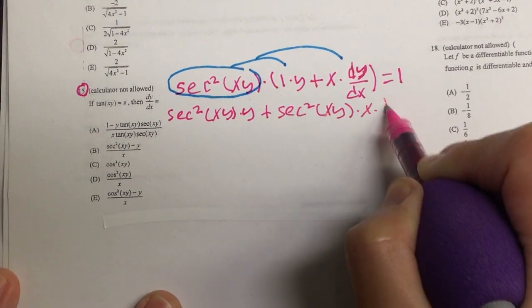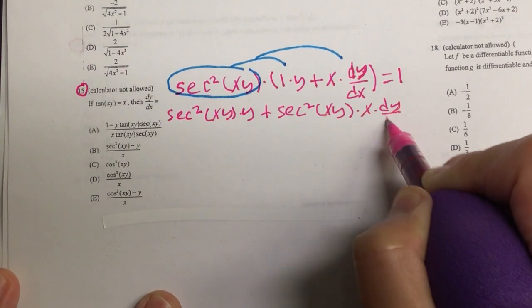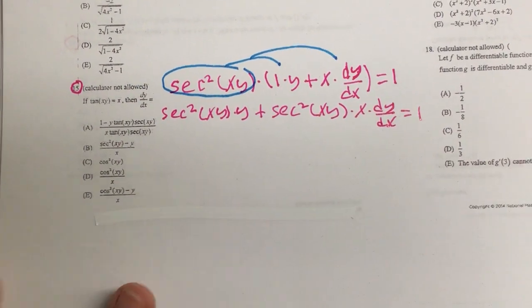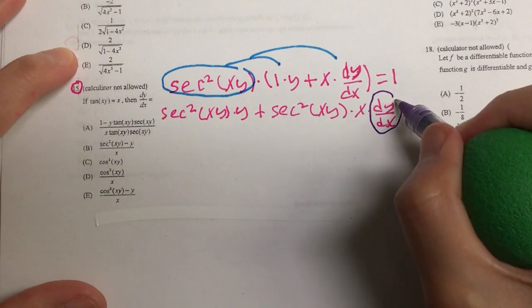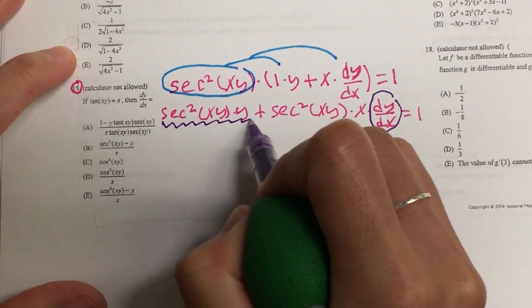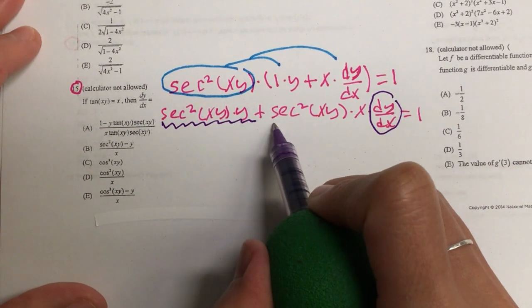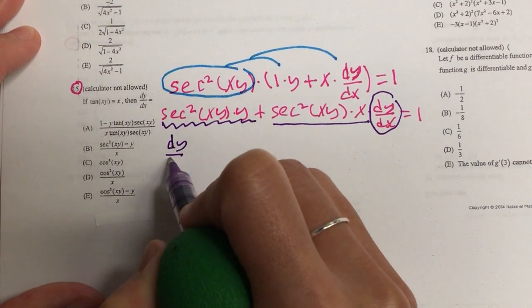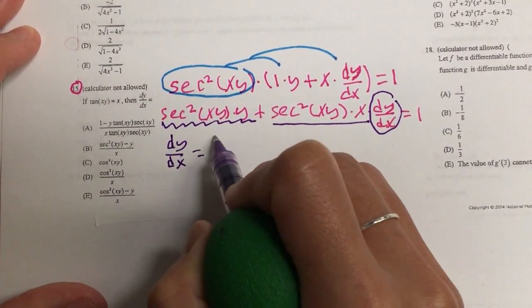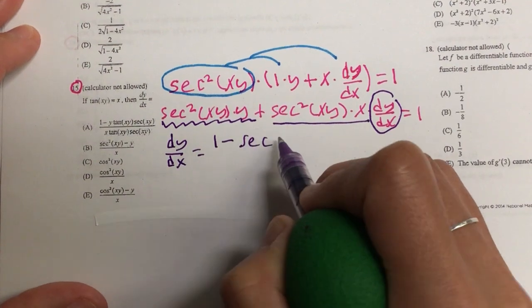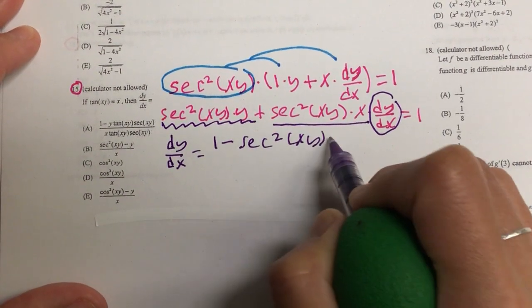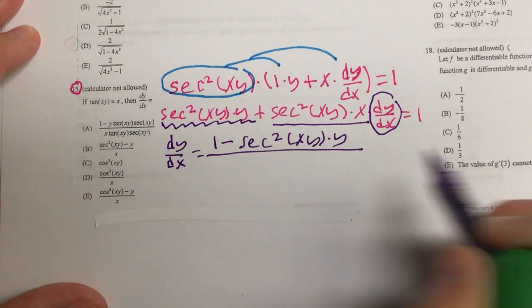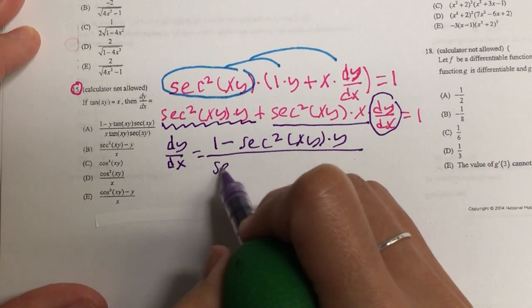Secant squared of xy times y plus secant squared of xy times x dy over dx is equal to 1. And then I'm going to make dy over dx by itself, meaning we are going to move all of this to the right side by subtracting and divide it by the coefficient. So let's do that in one go. dy over dx. Now I'm taking 1 minus all of that first piece and dividing by the coefficient in front of the derivative.